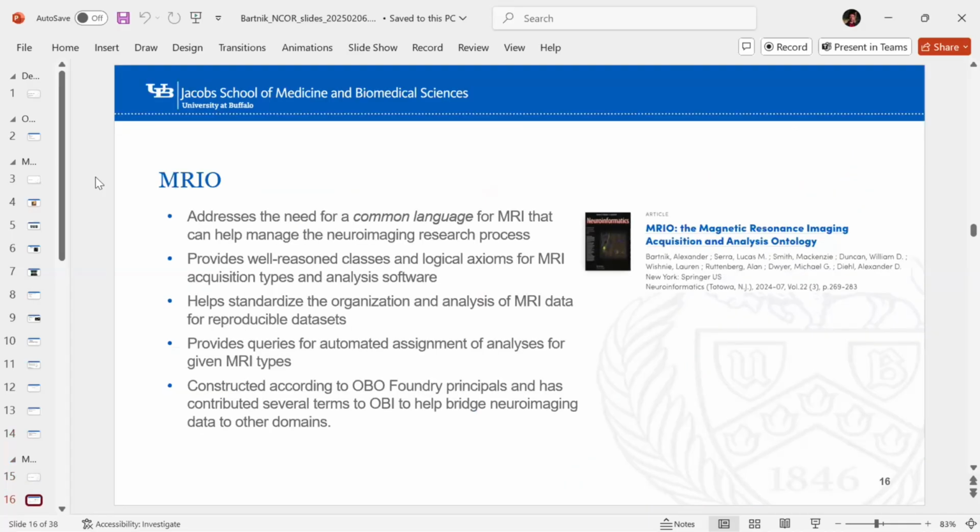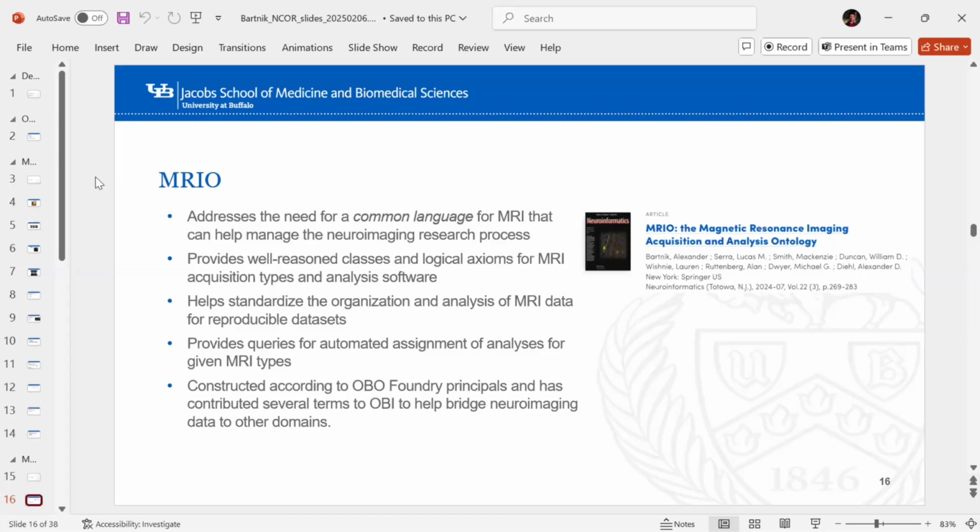So MRIO was created to address the need for a common language in MRI. It provides well-reasoned classes and logical axioms for MRI acquisition and different kinds of analysis software that you can use with your MRI data. It helps to standardize the organization of the data itself as well as the analyses. We also provide some tools and some queries for automating some of the steps of the neuroimaging research process. And it was constructed in accordance with OBO Foundry principles.